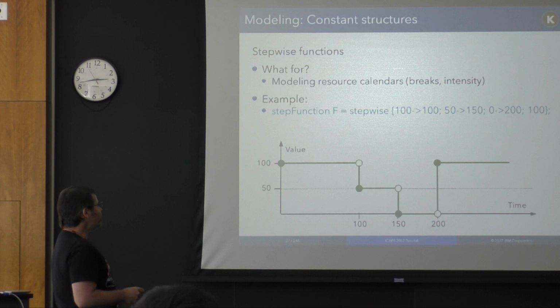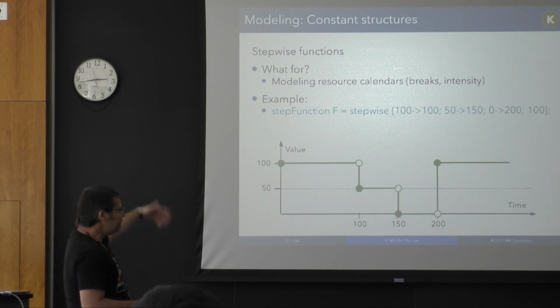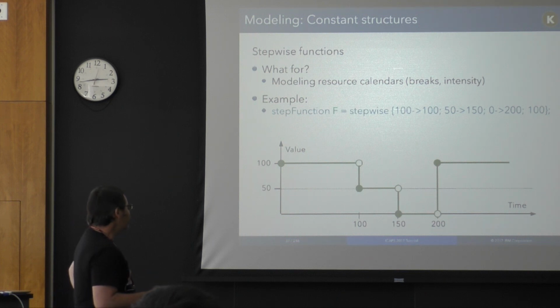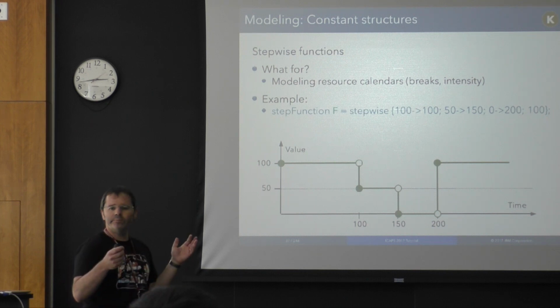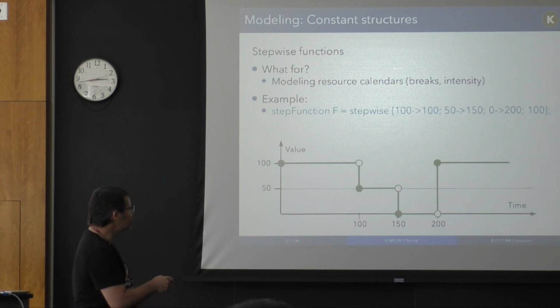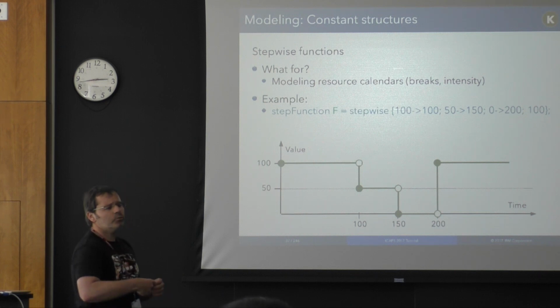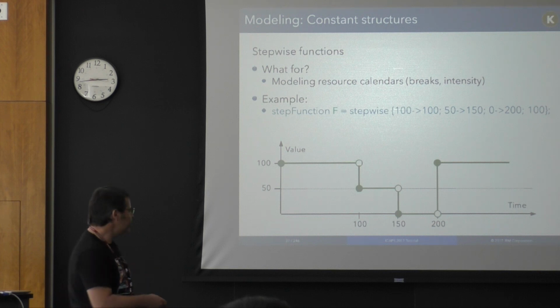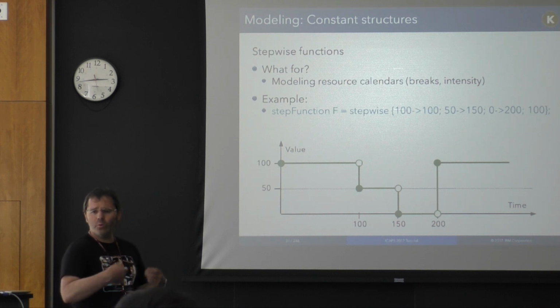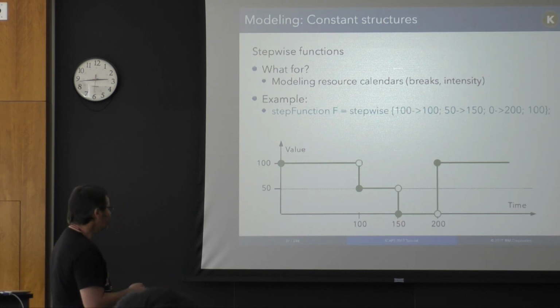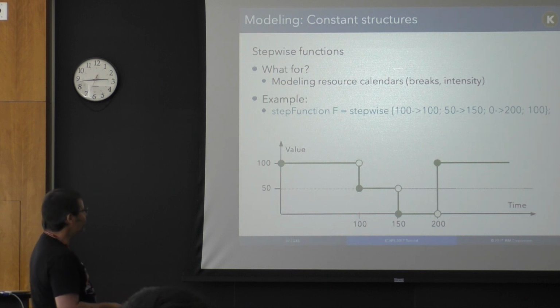We have also the notion of step function. We will see how they are used, but quite often it is to model some calendars. So you want to say that the resource is available 100% of the time, for instance, during some days in the week, then during the weekend it's not available, so it's not processing the activities, so here it will be 0. This is this kind of intensity of work of the resource. And then maybe on Friday it works only half time, so it processes the jobs twice less fast.